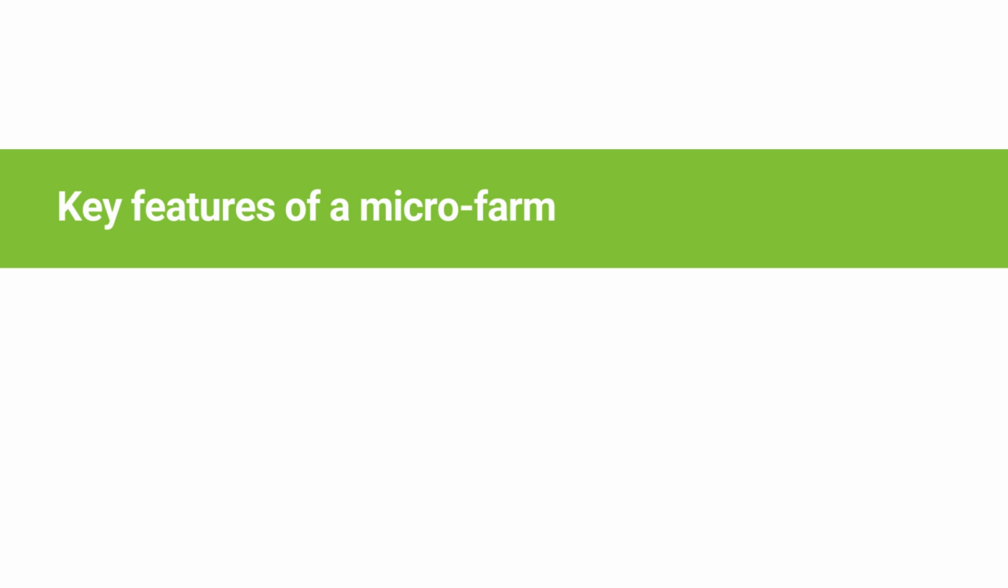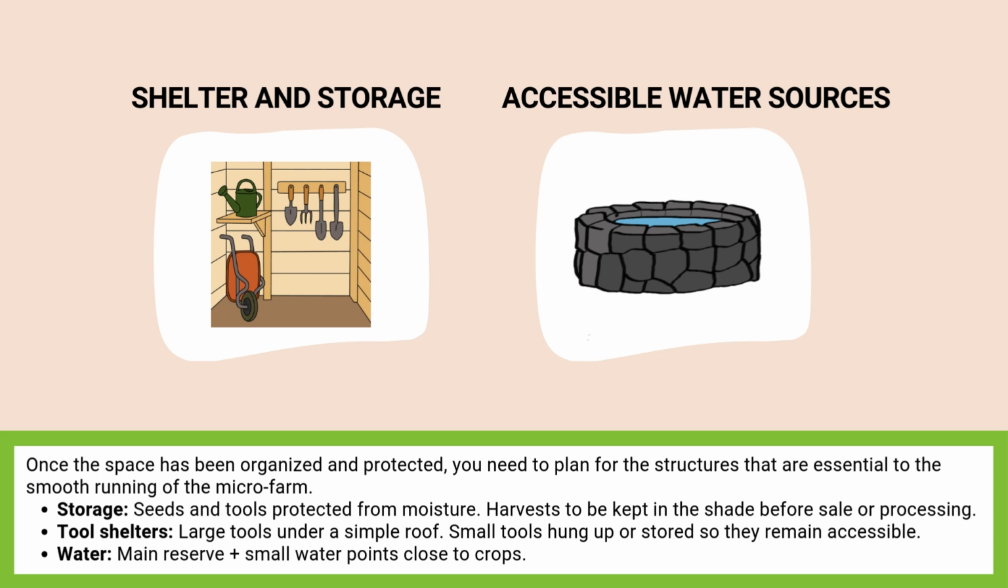Key features of a microfarm. Once the space has been organized and protected, you need to plan for the structures that are essential to the smooth running of the microfarm. Storage, seeds and tools protected from moisture. Harvest to be kept in the shade before sale or processing. Tool shelters, large tools under a simple roof. Small tools hung up or stored so they remain accessible. Water, main reserve and small water points close to crops.